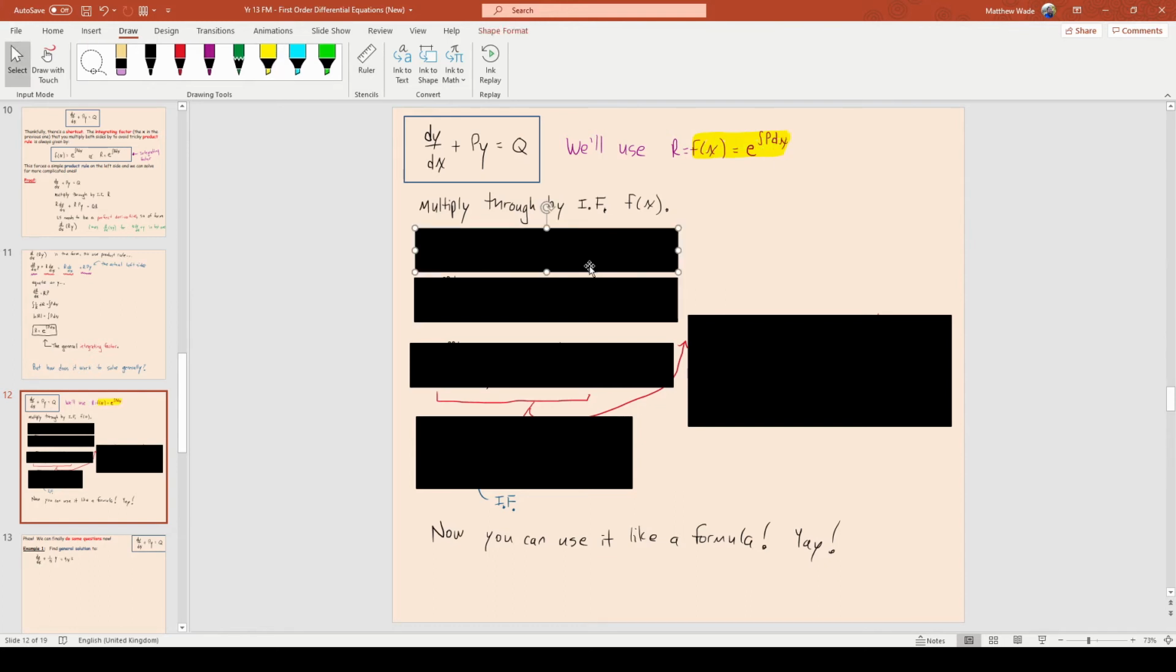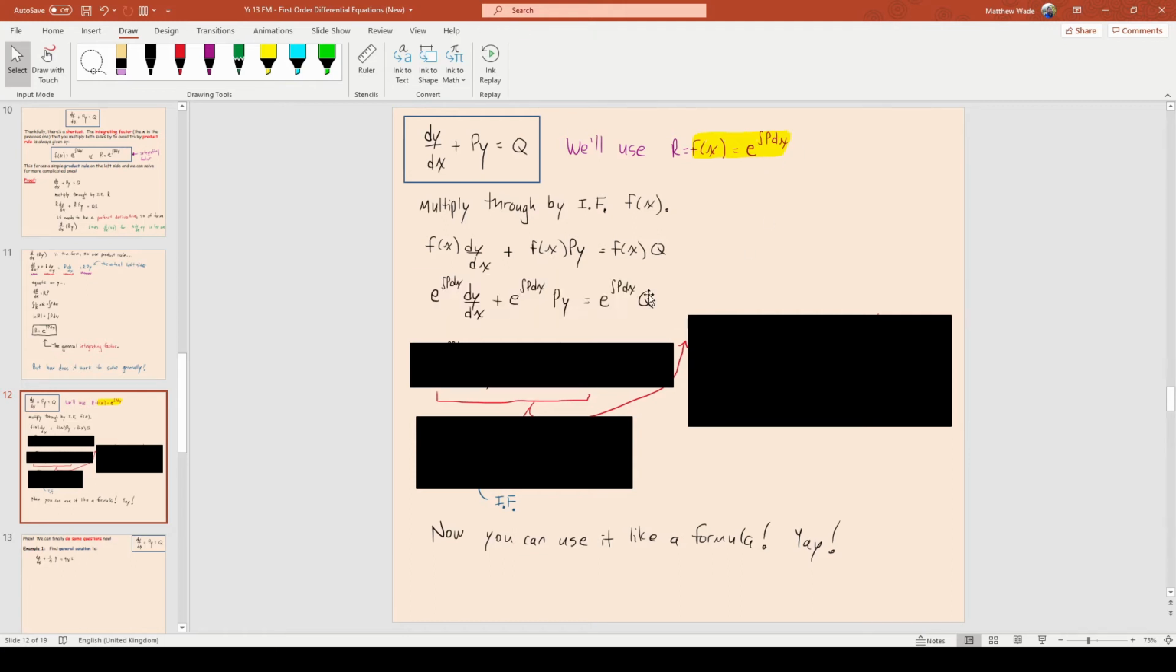So let's do it. Times both sides by the integrating factor. Well, you're going to get this. I've got it in function notation first: f of x dy dx, f of x py, f of x q. Cool? But we know that the integrating factor is e to the power of the integral of p dx. So swap them all out for that. Now, here's the cool thing, buddies, that you may not even believe me. Well, actually, we're not quite at the cool thing yet. But yeah, we're rewriting it just like that.